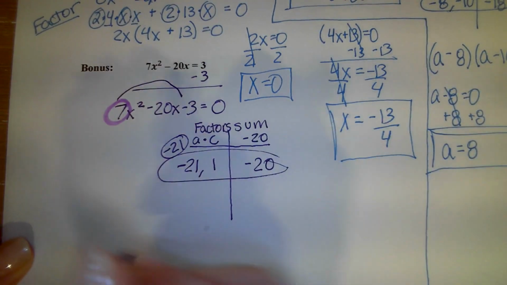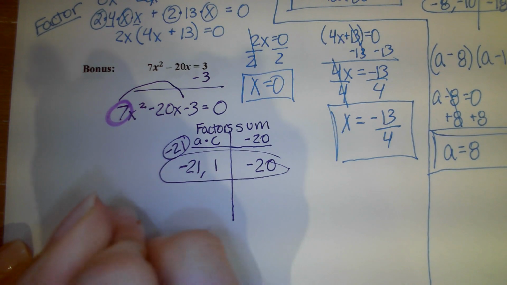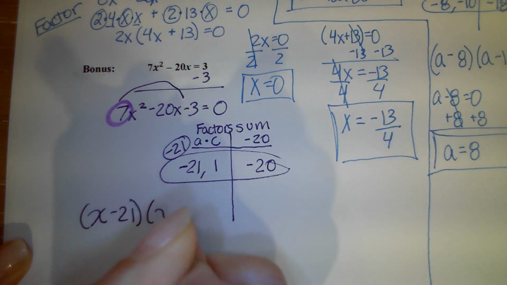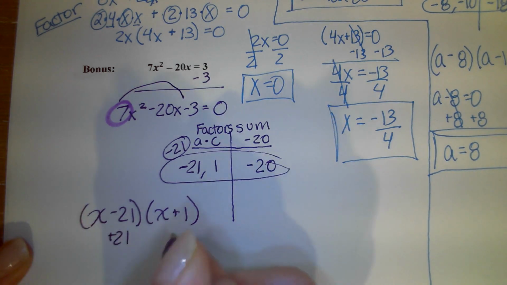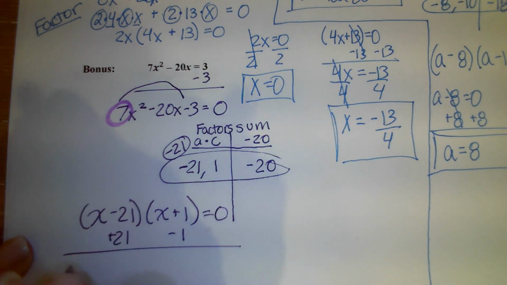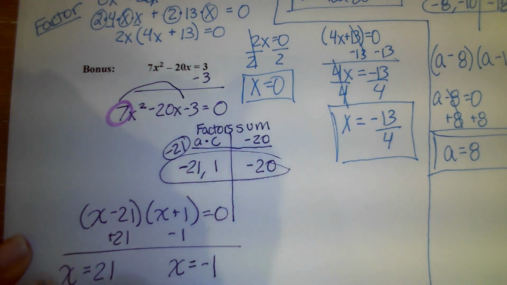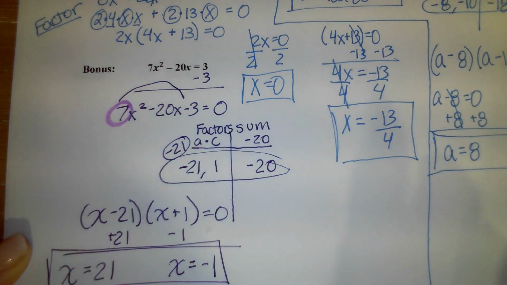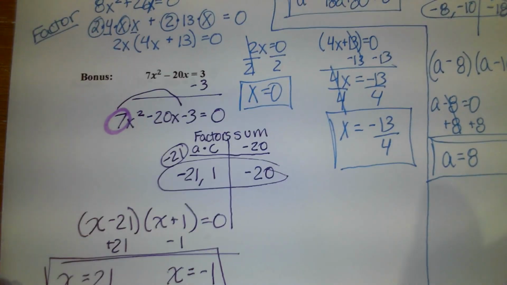And to solve it, I still set that, it was x, yep, x minus 21 and x plus 1. I still set that equal to 0. So we get x equals 21 and x equals negative 1. All right, and that would be my final answer.